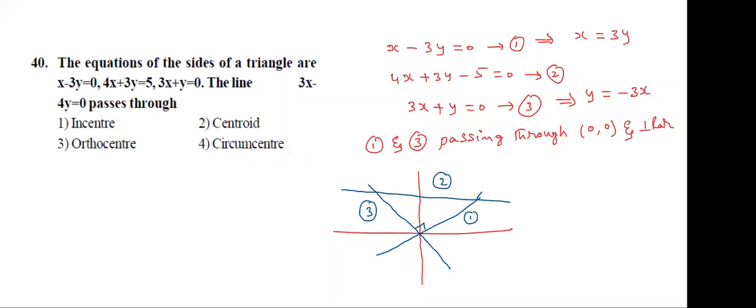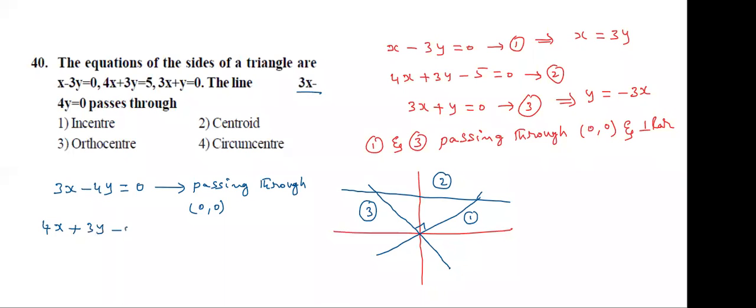Right angle triangle. Now read the question once again. 3x - 4y = 0 is given. This is passing through the origin. Yes or no? Passing through the origin, because there is no constant term. And observe that 4x + 3y - 5 = 0 and 3x - 4y = 0 are perpendicular to each other. Yes or no? Perpendicular to each other.